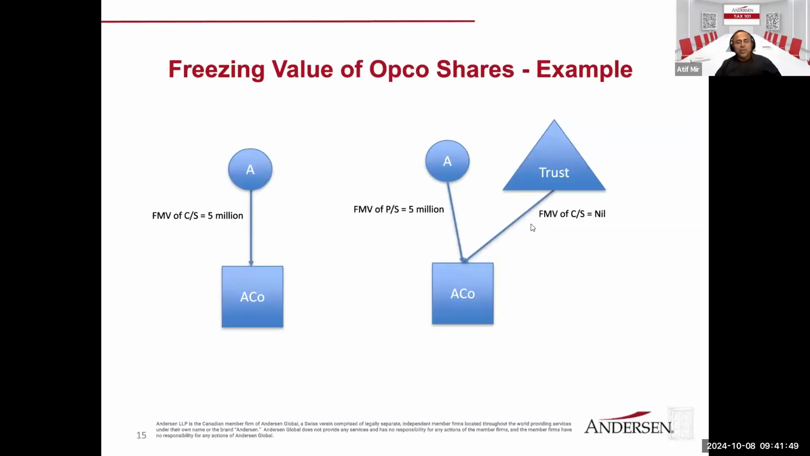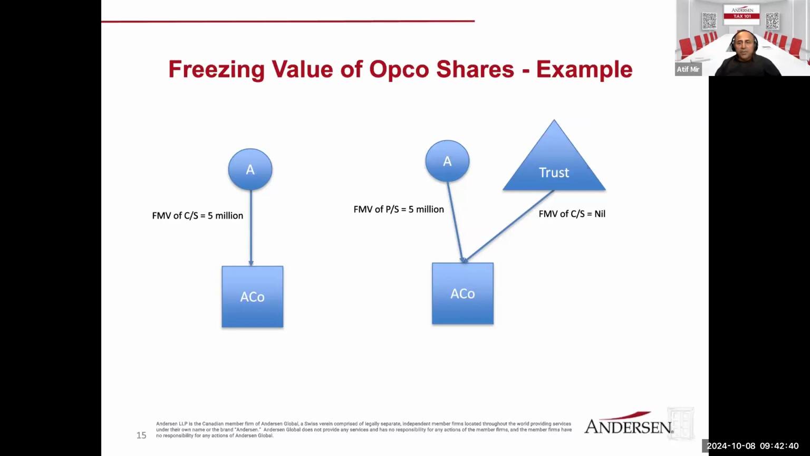Okay, freezing the value of OPCO shares. Again, this is a wonderful strategy that you can use to minimize tax at the time of death. We've already covered it conceptually, I think, but as an example, if Mr. A owns shares of ACO and the fair market value of the common shares is $5 million, and if Mr. A freezes the value of the shares, what he does is he exchanges his common shares for pref shares with a redemption value of $5 million. And the trust subscribes for the common shares of ACO with nominal value. And the kids or the family members of Mr. A are the beneficiaries of the trust.